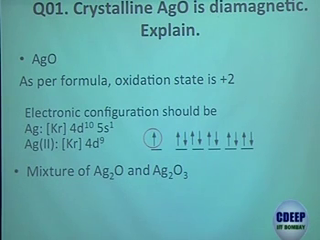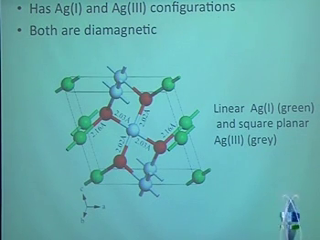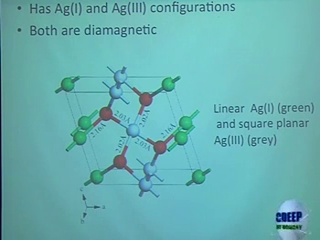Now you have to look back at each of them. Let me try to discuss. Silver 1 plus and silver 3 plus. O 1 minus is usually not possible.